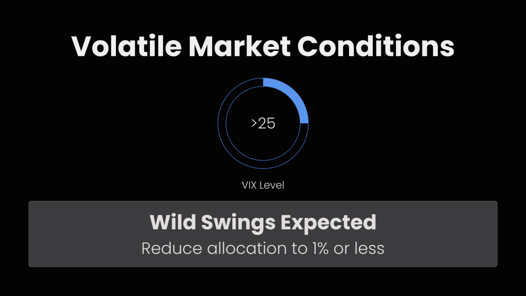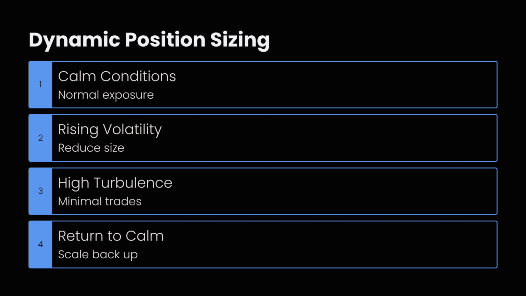Now imagine a shift. Earnings season hits. Inflation data surprises. The VIX jumps above 25. Volatility has doubled. In these conditions, tighten your allocations immediately. Drop from 2% down to 1% or even below 1%. This isn't fear, it's adaptation. When volatility rises, potential moves expand, and your fixed dollar risk can translate into larger account drawdowns if you're not careful. This is dynamic position sizing in action. You're not ignoring the market, you're responding to it professionally.